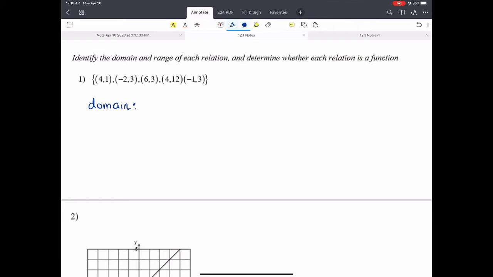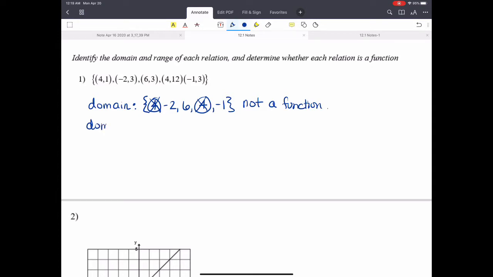Okay, so if we're looking at number one here, we're looking for the domain. The domain is going to be the set of all x values. So if I just write them out, I've got a 4, a -2, a 6, another 4, and a -1. Now that should tell you, when you have repeating x values, you don't want that to happen. So this is not a function. Doesn't mean those numbers aren't relevant, but what it does tell you is that this is not a function.